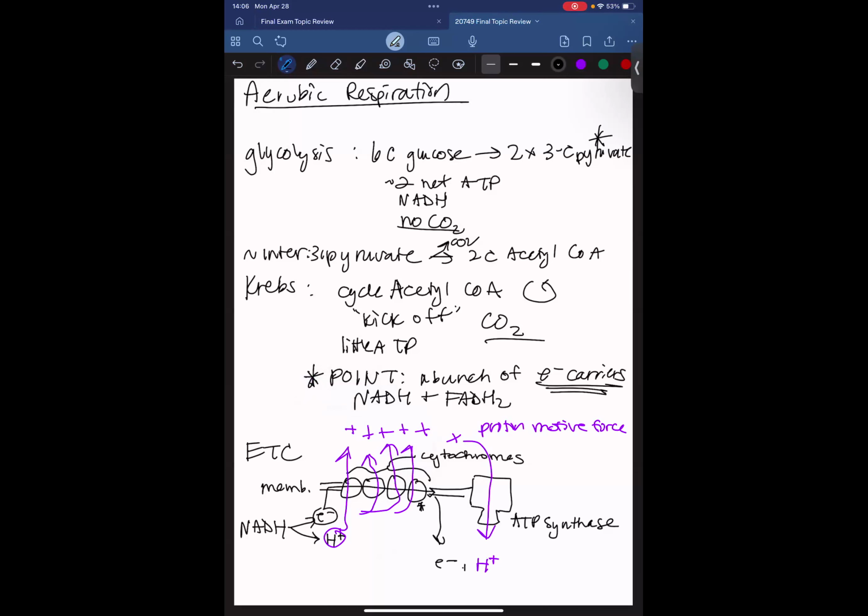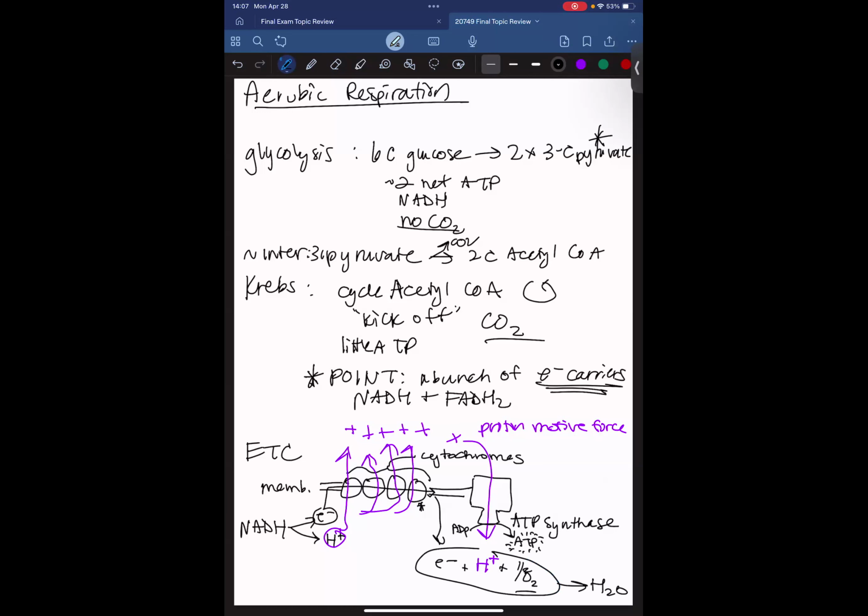So the electrons plus the H pluses plus half of the O2 leads to producing water, which is how we maintain our gradient going. And then whenever the protons come through, we are able to take ADP and turn it into ATP. This is the point of all this, is to make ATP.